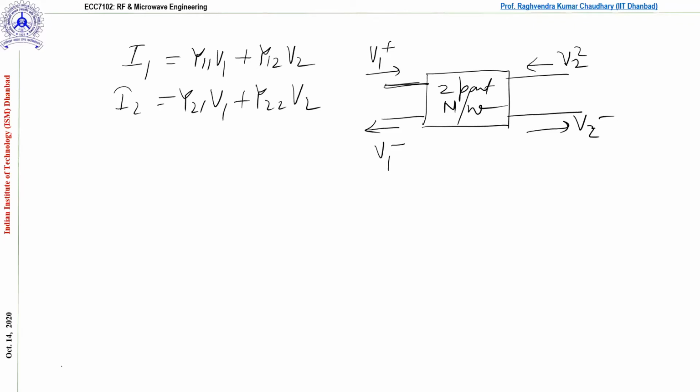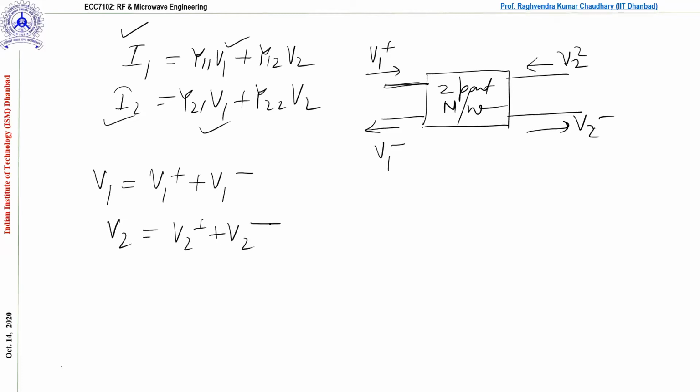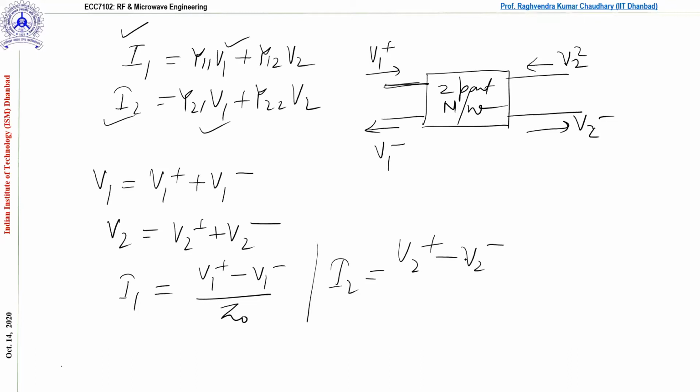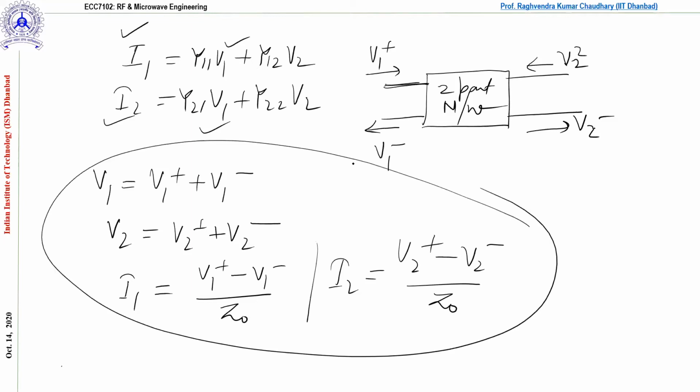Now what we can do is represent these terminal voltages and currents, I1, V1, I2, V2, in terms of the incident and reflected voltages. How can we do it? V1 is equal to V1 plus plus V1 minus, and V2 is equal to V2 plus plus V2 minus. Similarly, I1 we can write as V1 plus minus V1 minus, divided by Z0. I believe you remember these facts from transmission lines. And I2 is V2 plus minus V2 minus divided by Z0.